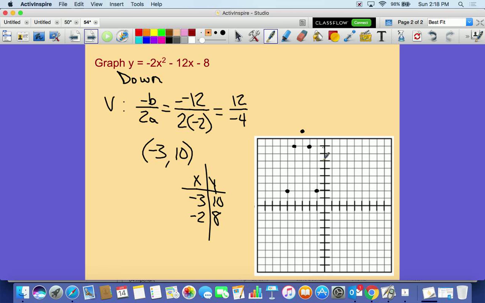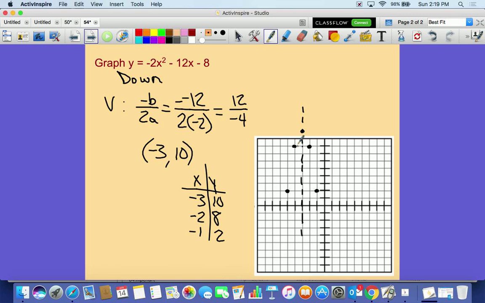This next one was when we plug in a negative 1. So negative 1 squared is 1 times negative 2 is negative 2. Plus 12 is 10. 10 minus 8 is 2. So there's those points. Now remember, since we know our axis of symmetry cuts right through here, alright, we came over 1, down 2 for these 2 points here.